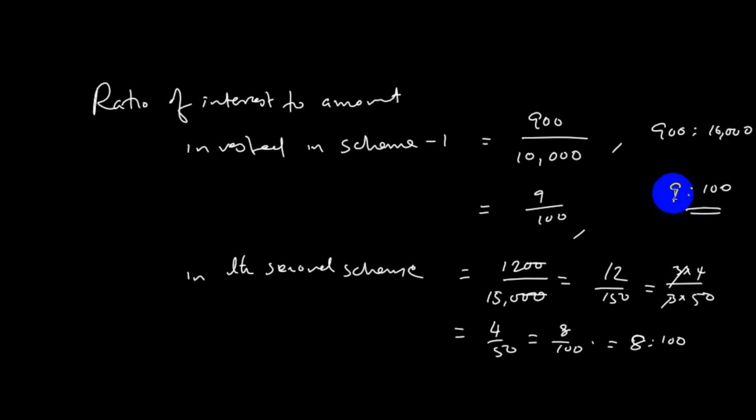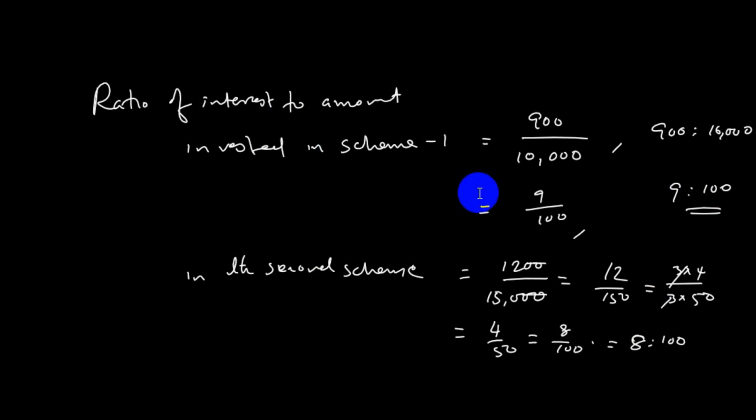Here the third question asks us what is the interest rate in both the schemes. In the first scheme, the interest rate is 9%, and in the second scheme, the interest rate is 8%. You can write down this one also there in your notebook as the continuation of question number 1. Have it written in your notebook.